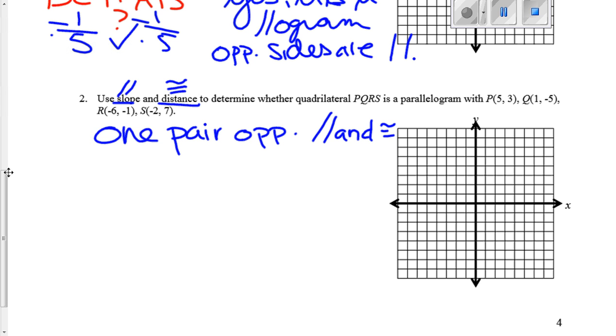It does not matter which side you use. They just have to be opposite each other. So we may use different versions. Please pause this, plot your points, pick a pair of sides to find their slope and find their length, and decide if it is a parallelogram. I'm going to pause and do the same thing. Please try it on your own.